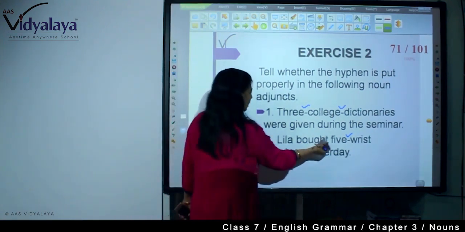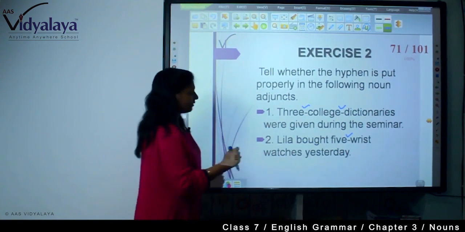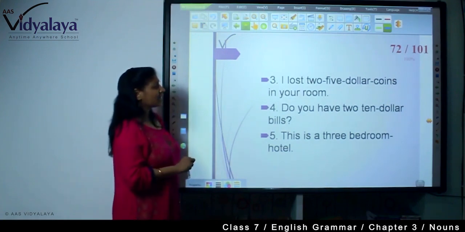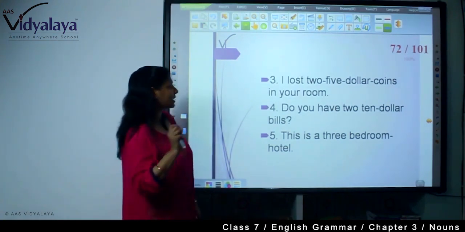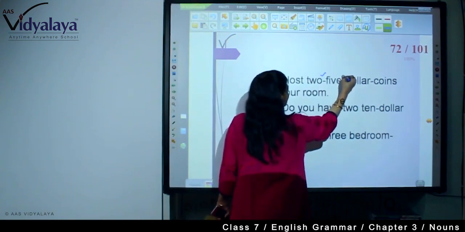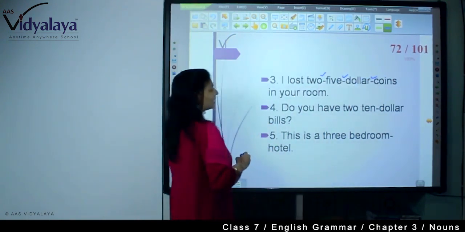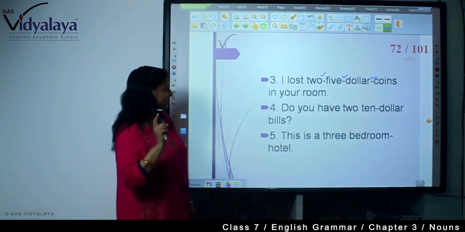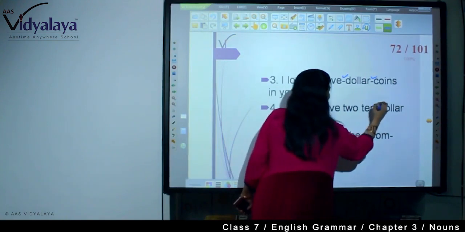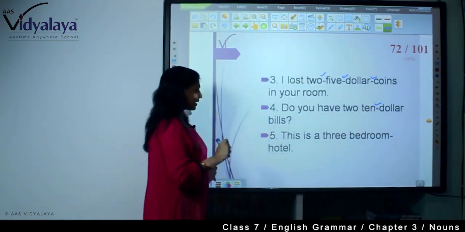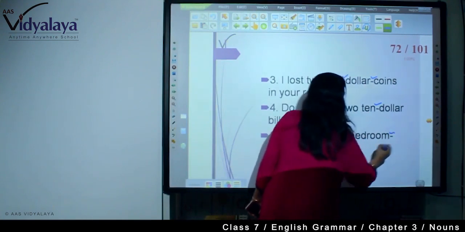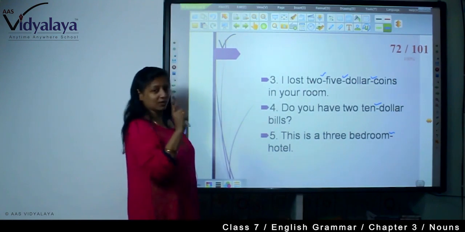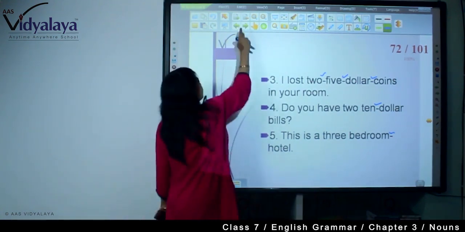Then there is "Leela bought 5 wristwatches yesterday." Whether this is required or not, you need to say. Third is, "I lost 2 $5 coins in your room." Here is one hyphen, second hyphen, third hyphen. You will have to say whether these are required or not. "Do you have 2 $10 bills?" Now see here again a hyphen. "This is a 3-bedroom hotel." Here you will have to rewrite the sentences and correctly put the hyphens.